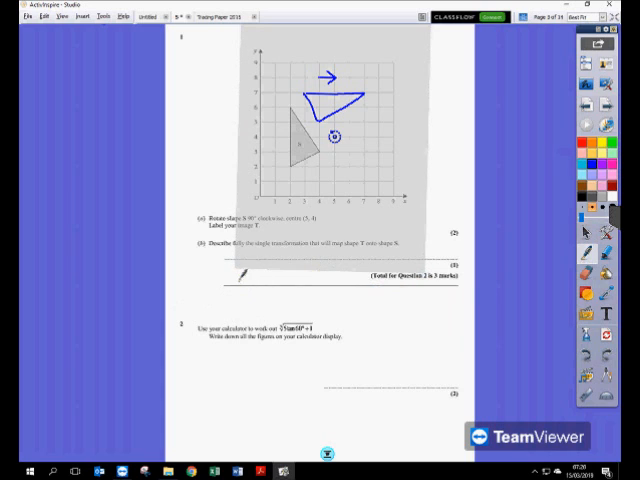Part B, describe fully the single transformation that will map shape T onto shape S. So this is shape T. To go back from T to S, it's a rotation, 90 degrees anti-clockwise. Center 5, 4.